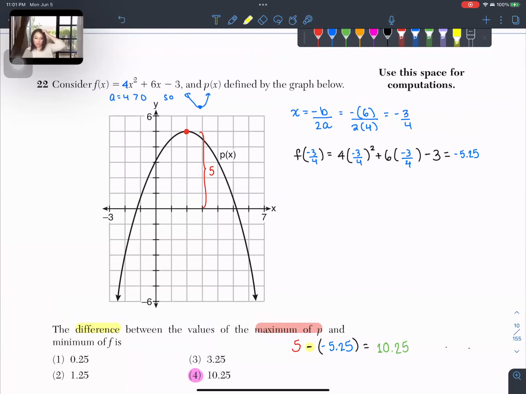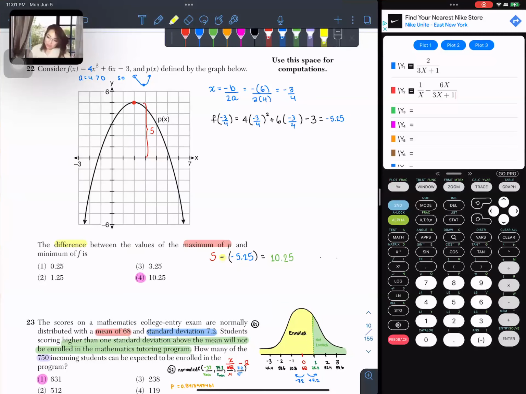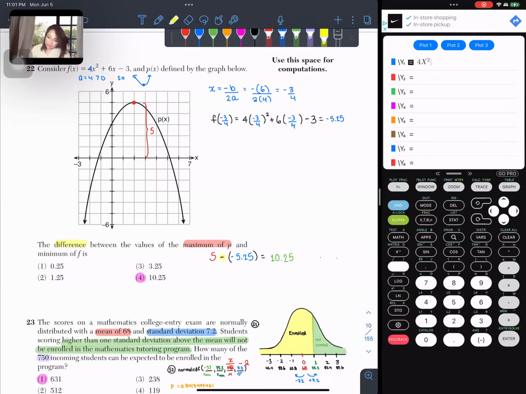22. What are they asking? The difference between the maximum of P and the minimum of F? Okay. Well, the maximum of P is 5. That was easy. So you just have to calculate the minimum value of F, which is annoying. A technique that I would use, because it's multiple choice, is to go on the calculator. This is what I used to do when I was trying to save time, when you know what you're doing and you just want to save time.